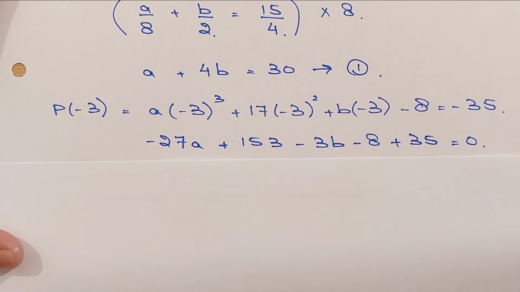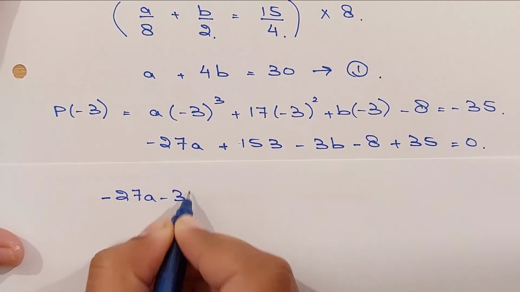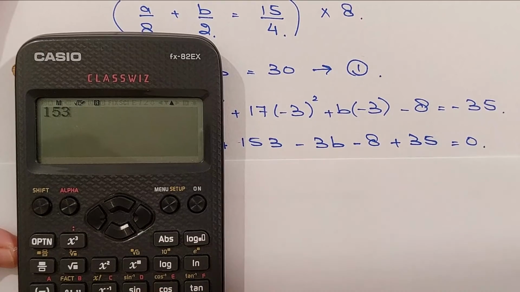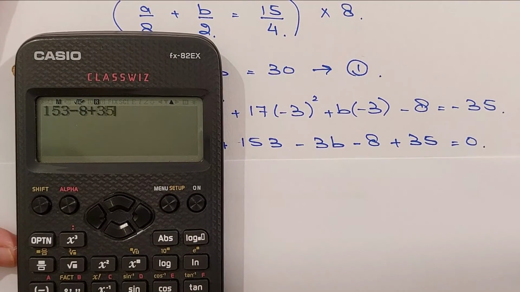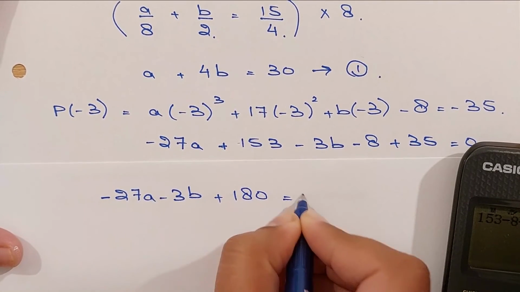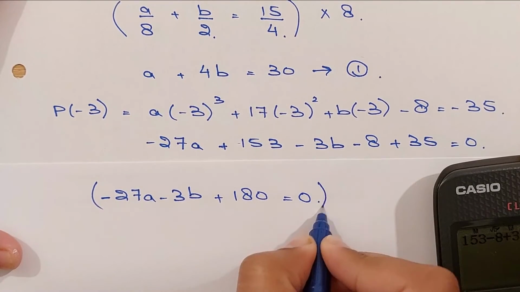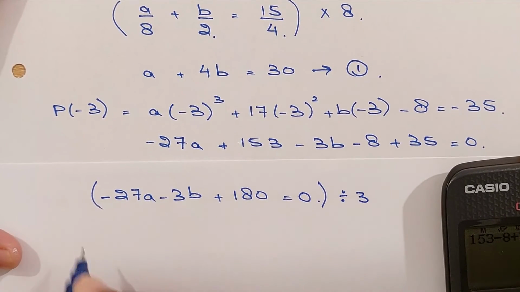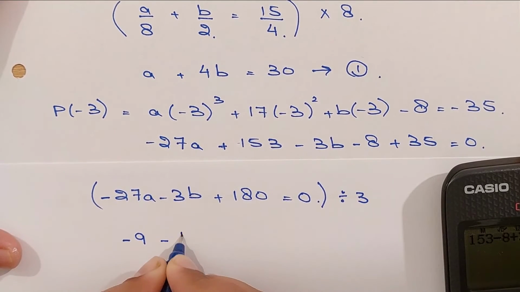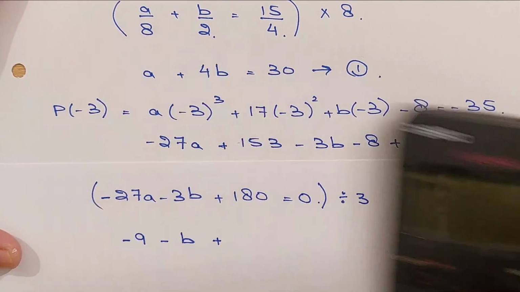Right, now let me simplify. The a term is minus 27a minus 3b, and what are the constant terms? 153 minus 8 and plus 35. This is 180. Plus 180 equals 0. Okay, let me divide throughout the equation by 3. 27 divided by 3, 3 times 9 is 27, minus 9a minus b, and plus 180 divided by 3 is 60.